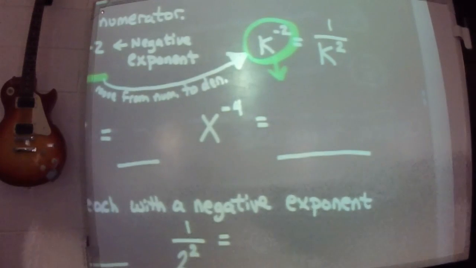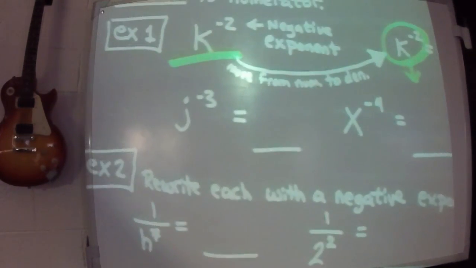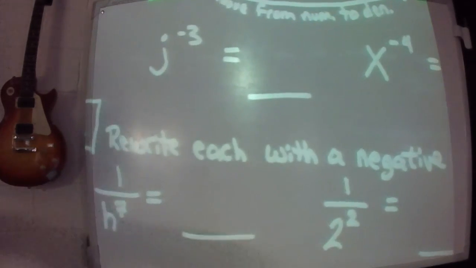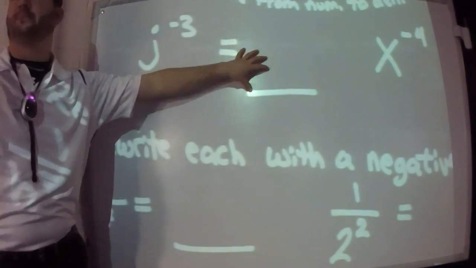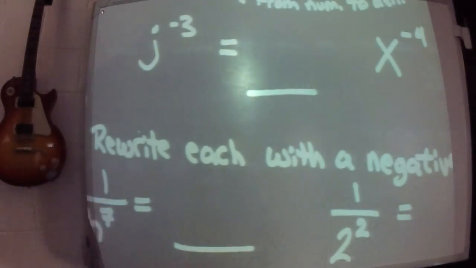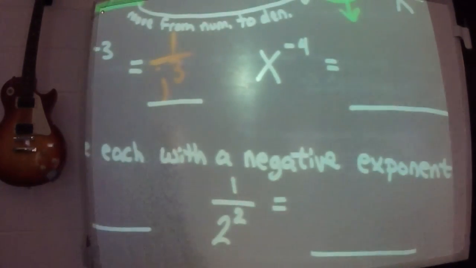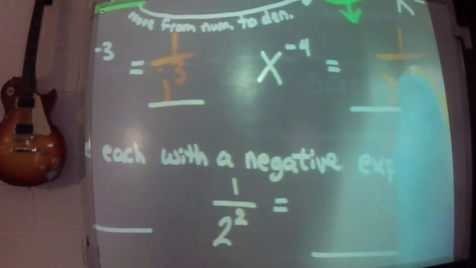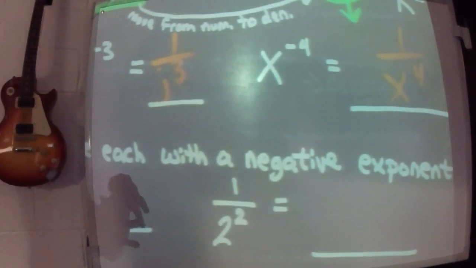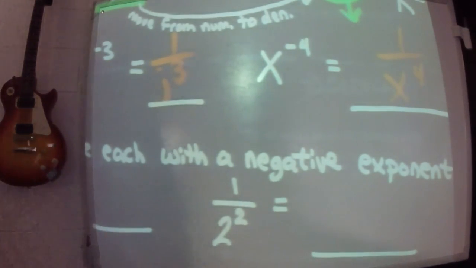And they go both ways. If you had something in the denominator with a negative exponent, you would raise it up to the numerator to change it. So using that simple thought, j to the negative 3 is going to look like what? 1 over j cubed. And x to the negative 4, that's going to easily turn into what? 1 over x to the fourth. So if you're just a regular piece, like you're not in a fraction, then think numerator. So you're going to go down to the basement. You're going to be in the denominator.